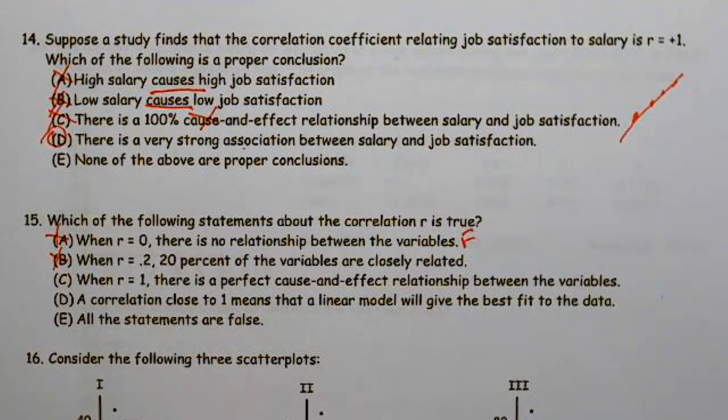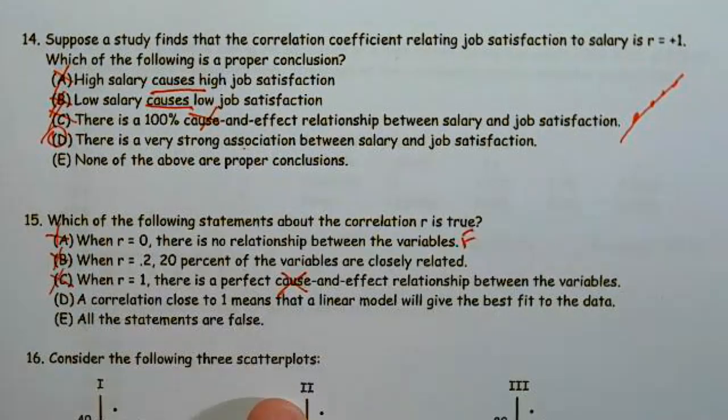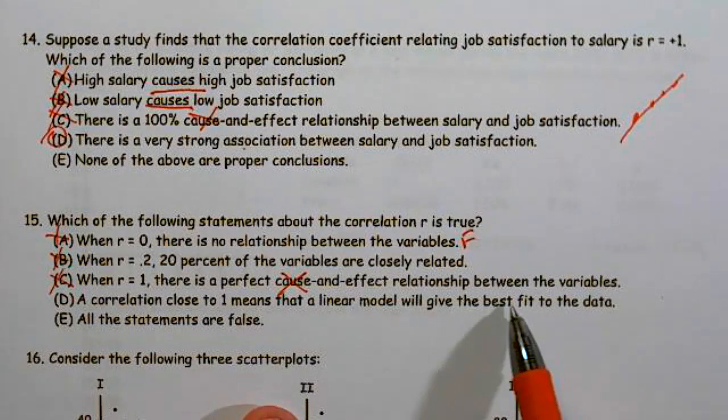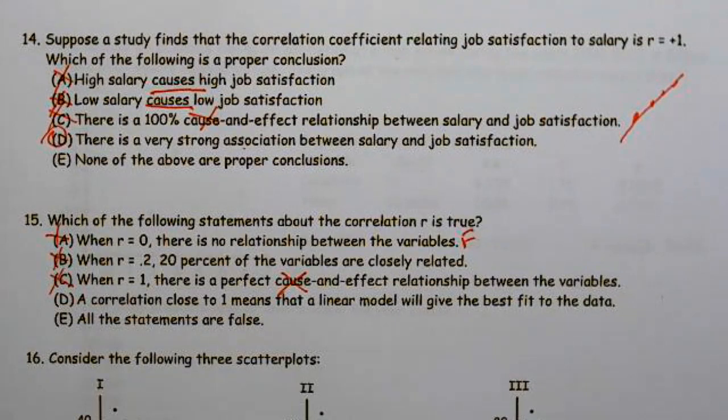When R equals 1, there's a perfect cause and effect. Sorry, I don't like cause. Cause is a problem. A correlation close to 1 means that a linear model will give the best fit to the data. Very, very tricky. A correlation close to 1 means that it is a good predictor, but it doesn't mean it's the best predictor. You might need to try something else. You need to go do the residual plot to determine whether or not a linear model was appropriate. So just because we have a high correlation doesn't mean it's a good predictor.